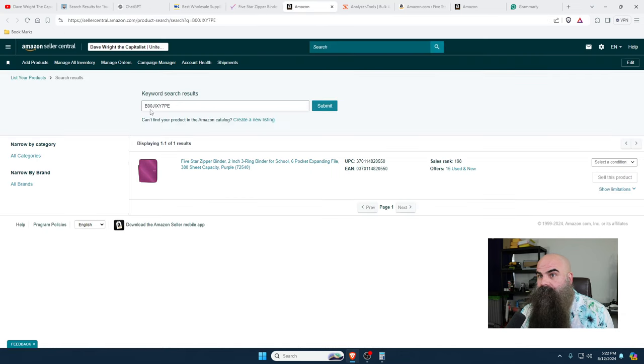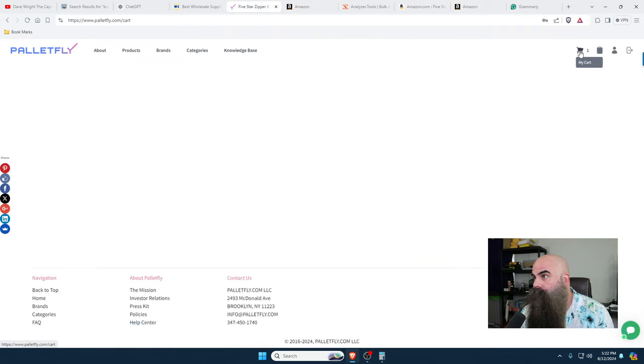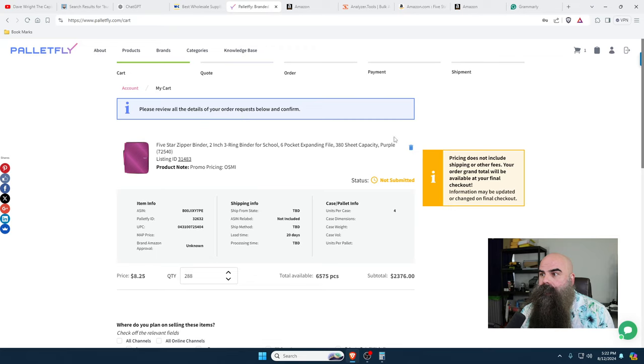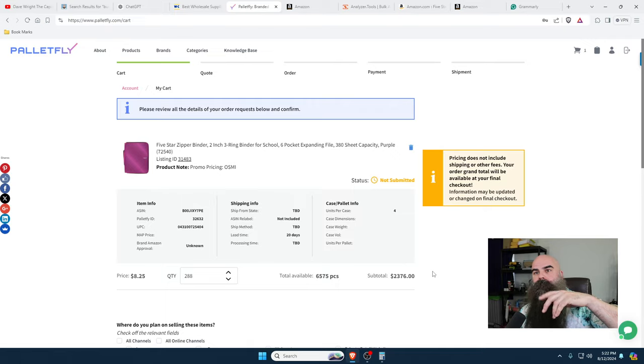I already checked that I'm not gated in this. I can sell the product. So I added this to my cart. And so now I would review my cart. And then I would slowly go through the process. Now, one of the things with Palletfly that you have to kind of get used to is you can do an ACH deposit if you have the cash, you go right from your bank account to Palletfly.